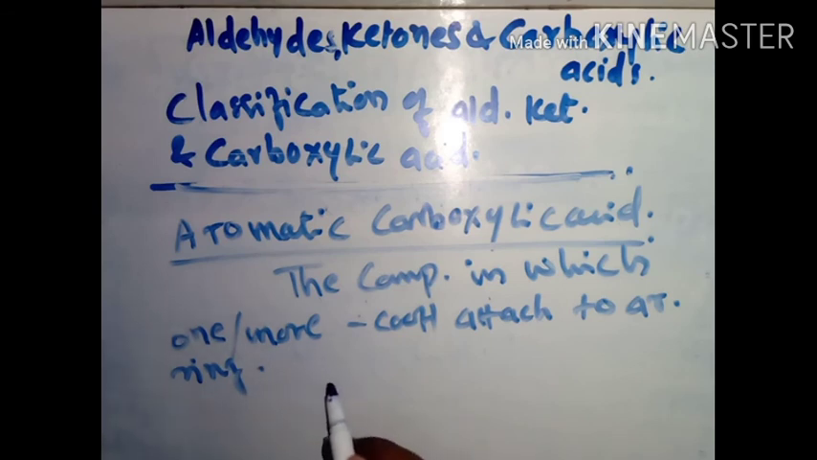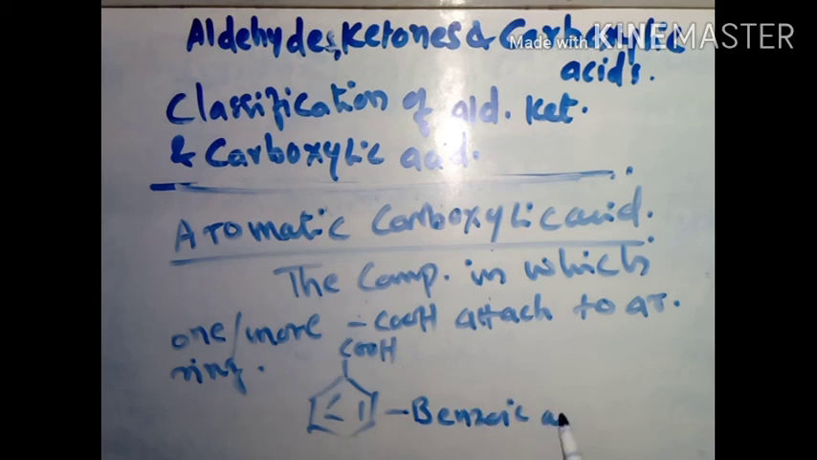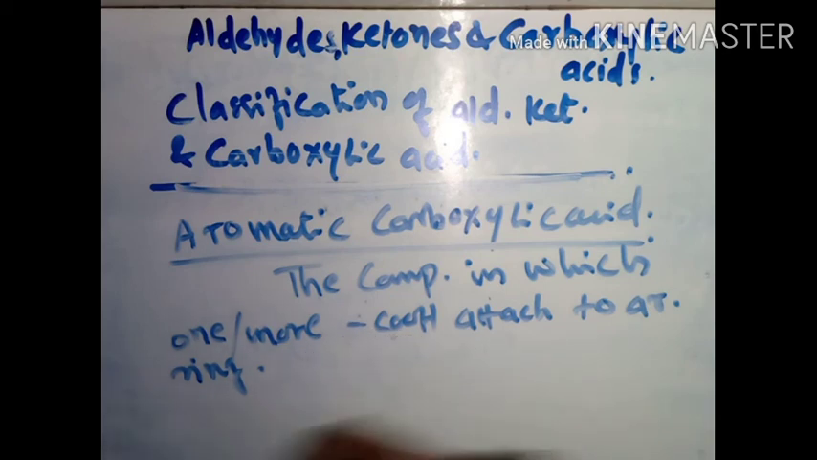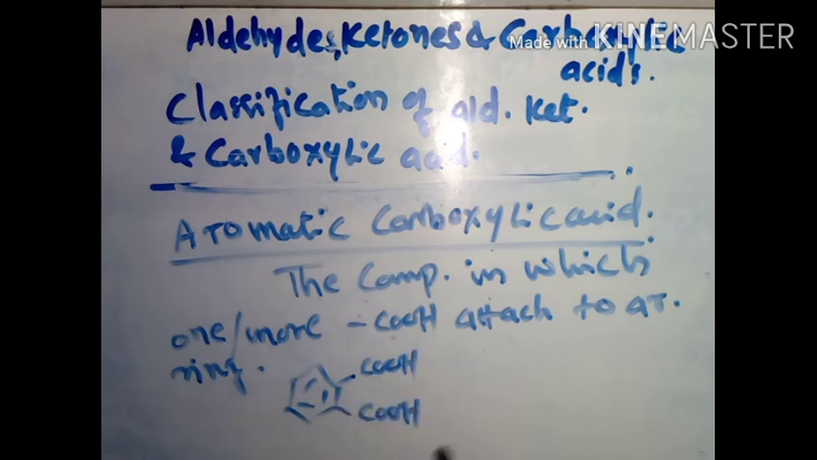For example, we can take a benzene nucleus, and to this benzene nucleus a COOH group is attached. The name of this compound is benzoic acid. Another example we can take is a benzene nucleus with two COOH groups attached. That is phthalic acid.